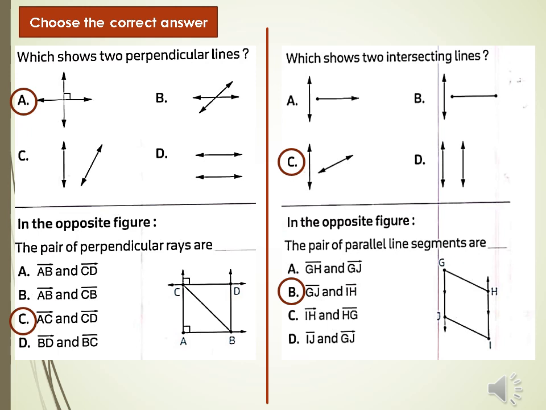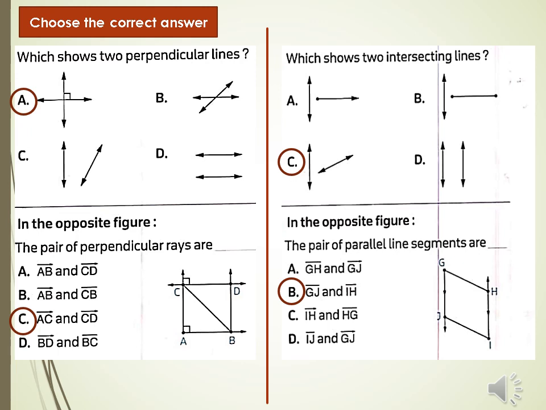Number 2. In the opposite figure, the pair of perpendicular rays are the ray AC and the ray CD. Choose letter C.